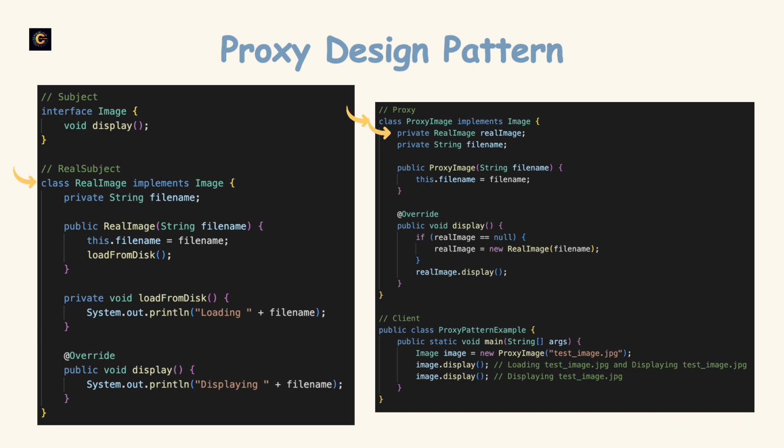Here we have an interface image. Then we also have two classes, real image and proxy image. Proxy image has a reference to real image and does the actual working of loading the image. This is how the proxy pattern gets used.